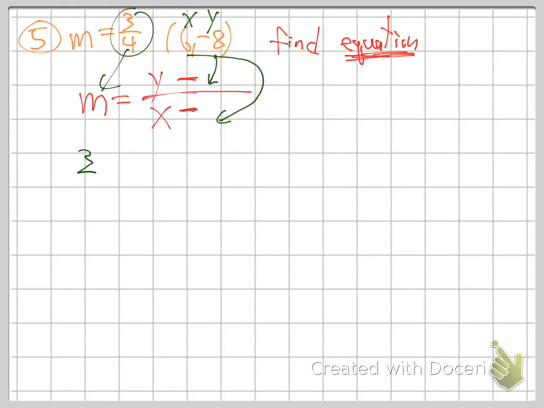So what do we get? 3/4 is 3/4 What goes in the back there? -8, 6.